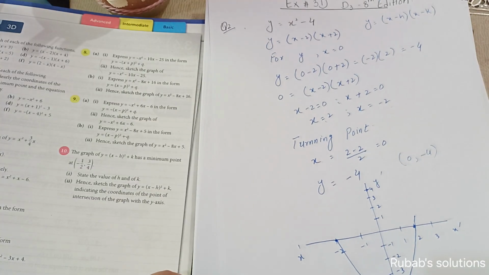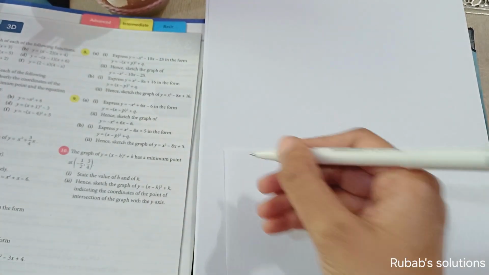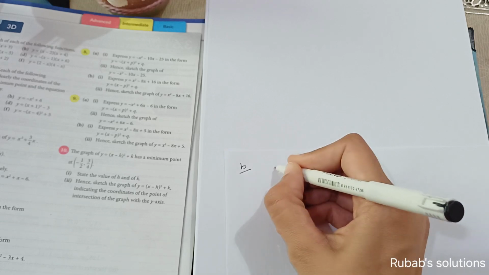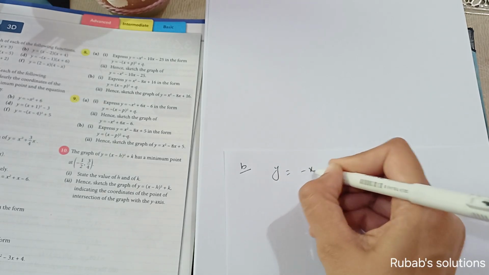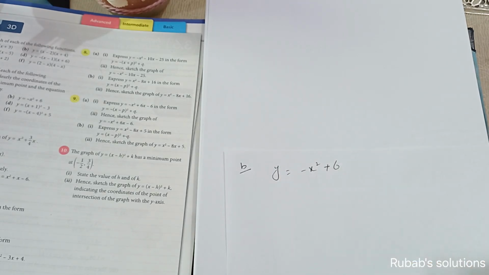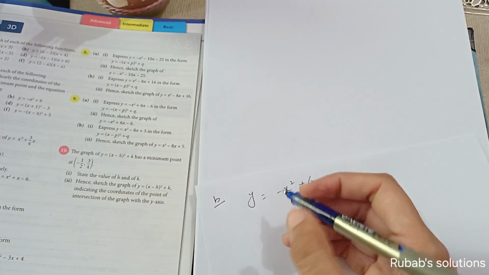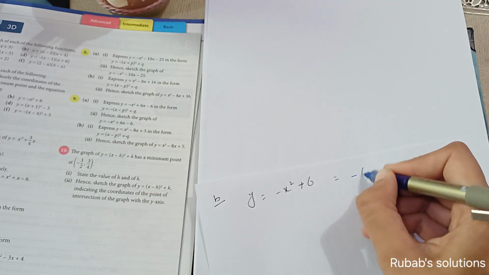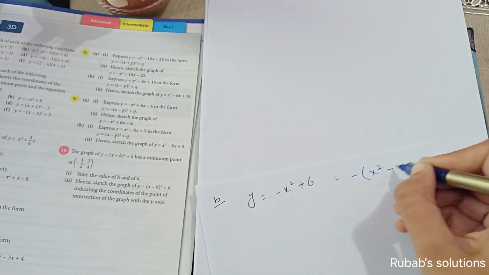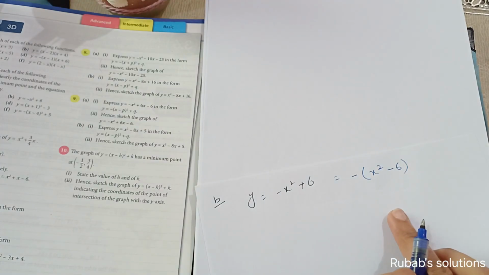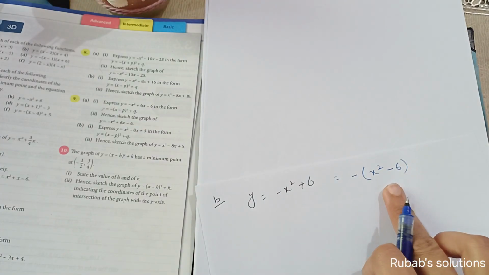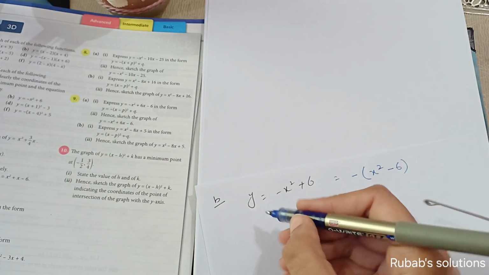Moving towards part B. Remember that if the question is not in factorized form, first of all you have to do the factorization either by the completing square method or if you can apply any formula. So y is equal to minus x square plus 6x. First of all I have to take minus common, so it will become minus x square minus 6x. Now I cannot apply the third formula, so I have to do the completing square method.